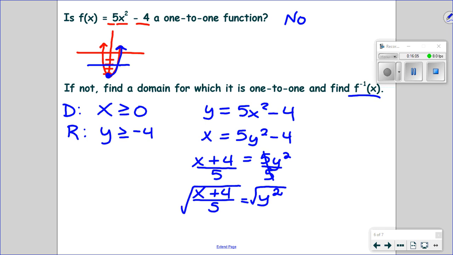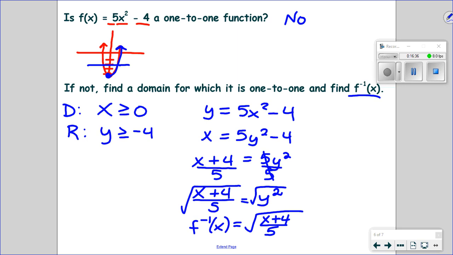Okay, now technically, when we square root both sides, we get two solutions, a positive square root and a negative square root. But since I limited the domain to x greater than or equal to 0, we would go with the positive square root. Okay? So the inverse of f of x, based on the domain being x greater than or equal to 0, would be the positive square root of x plus 4 divided by 5.